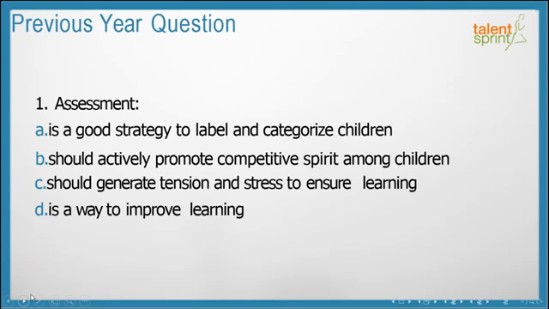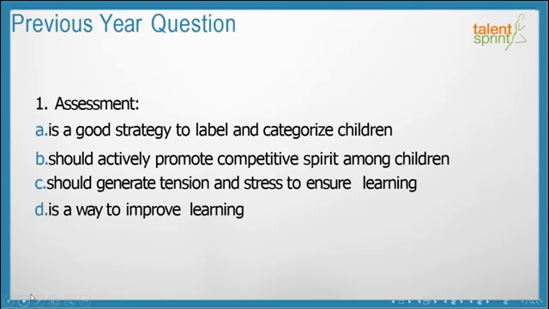Option C says should generate tension and stress to ensure learning. Well, I'm sure none of you would think that tension or stress is a great strategy to help children learn. That is actually a very negative trait attached to students. It will create a stigma, it will inculcate fears in them, it will inculcate loss of confidence in them. So that will never result in something positive like learning something new. So that's not a good strategy, hence C is also eliminated.